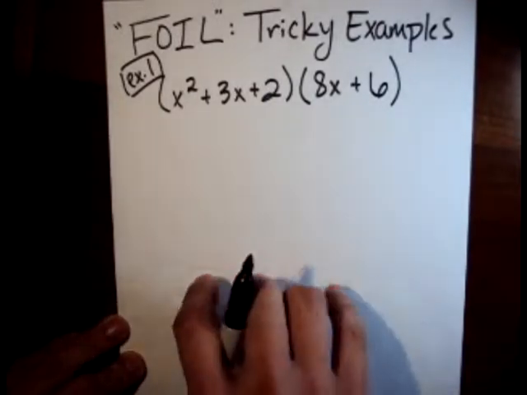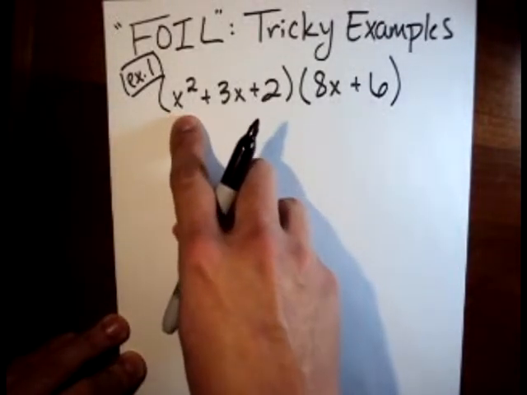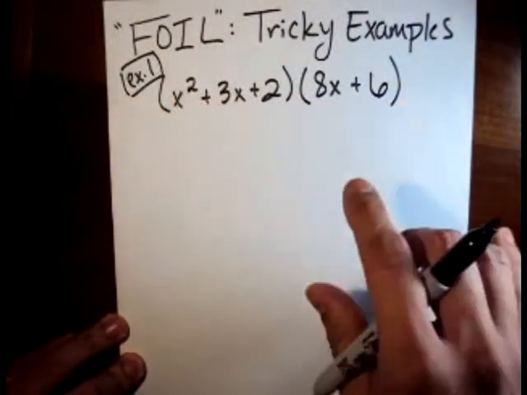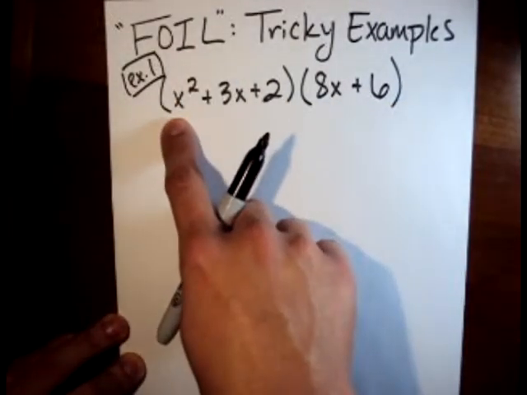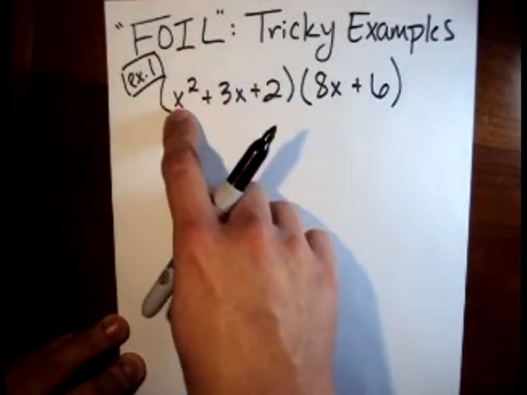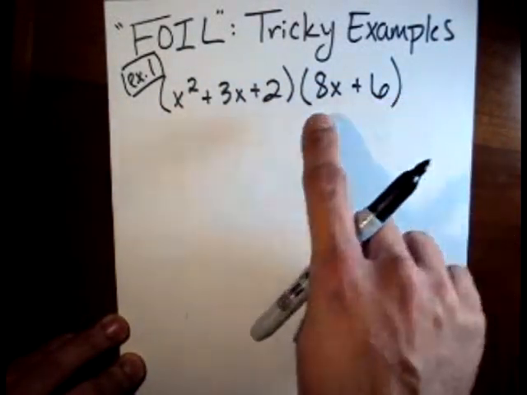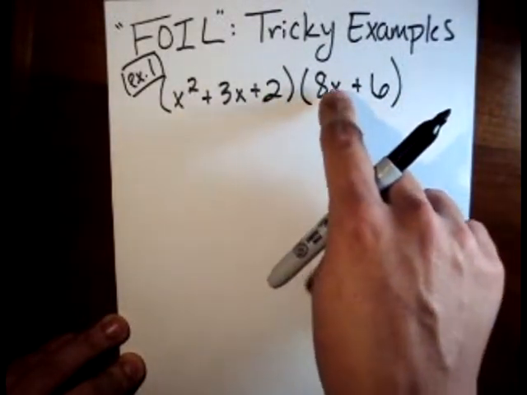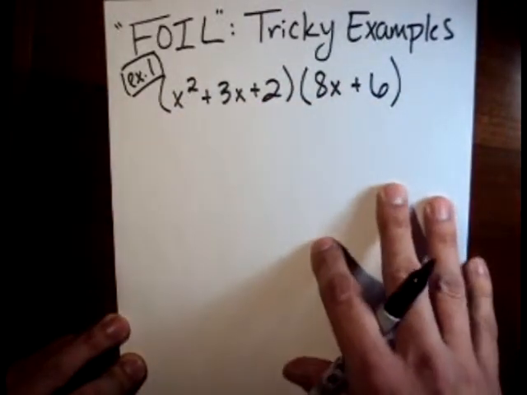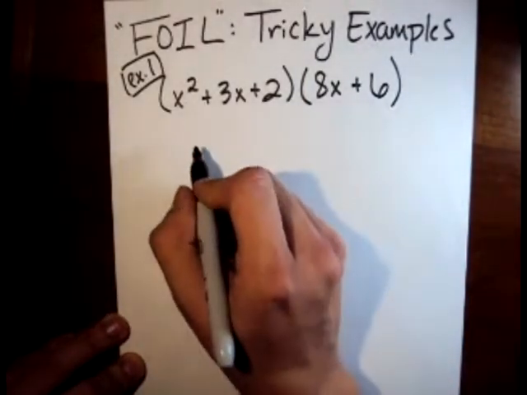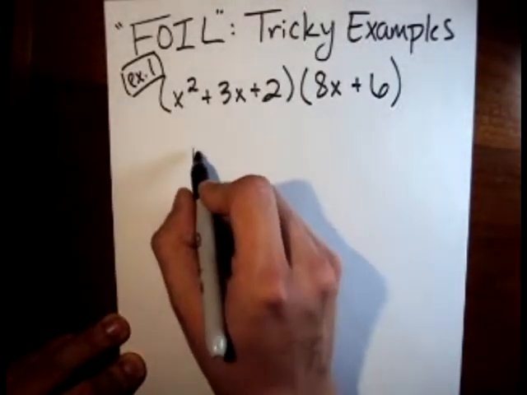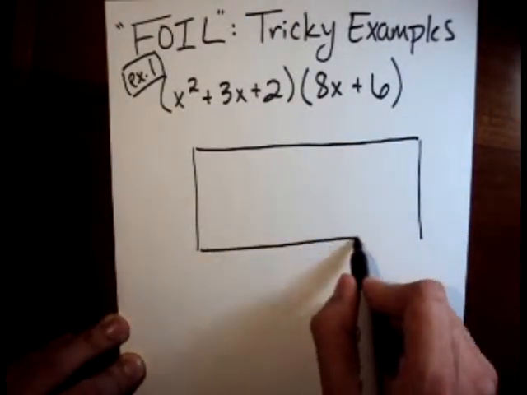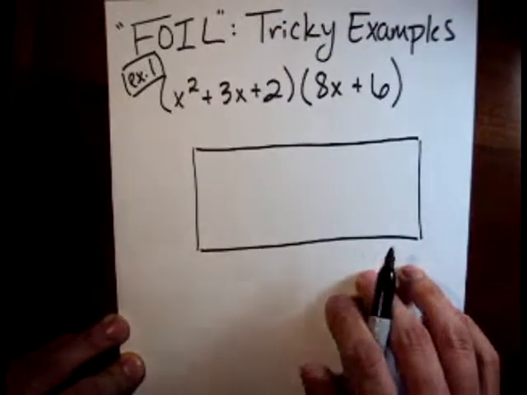Now I'm going to be using expansion boxes for this one. So we have a trinomial here. We're going to multiply it by this binomial. And like I said in the previous video, we're talking about the distributive property, but we're doing it 3 times. So the x squared, we're going to multiply it by those. The 3x, we're multiplying it by the 8x and the 6. And the 2, we're multiplying by the 8x and the 6 as well. So I need to draw out my expansion box here. Now it's going to be a 3 by 2 because I have 3 terms here, 2 terms there.